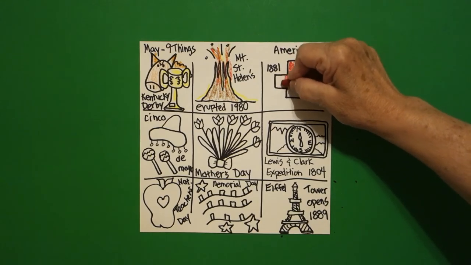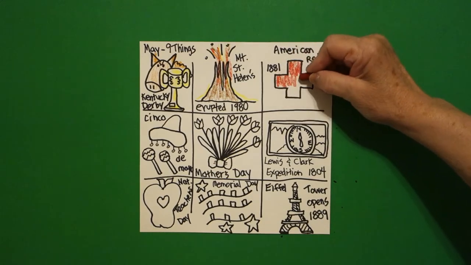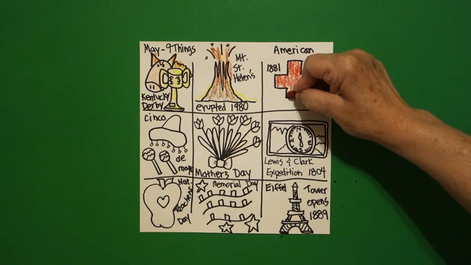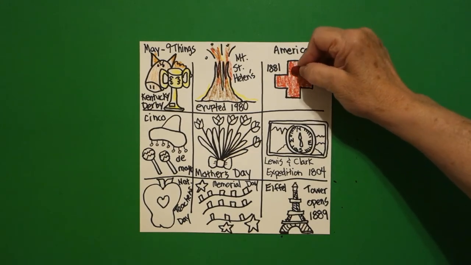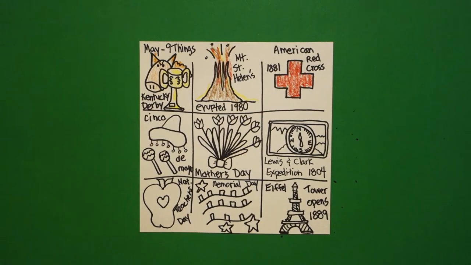American Red Cross, very famous symbol. They helped through disasters and the wars and pandemics, and it was started in 1881 by Clara Barton, the American Red Cross, in May. Okay.